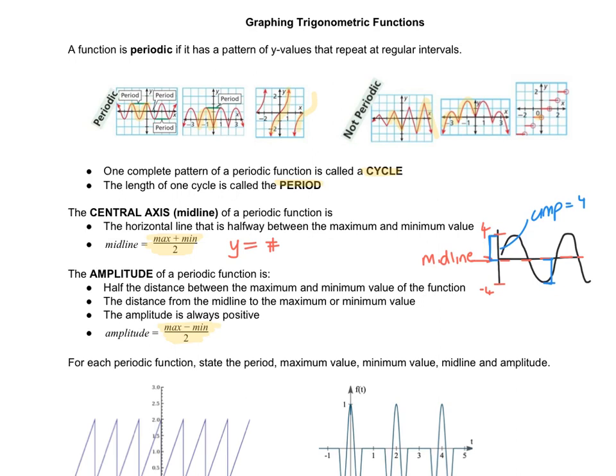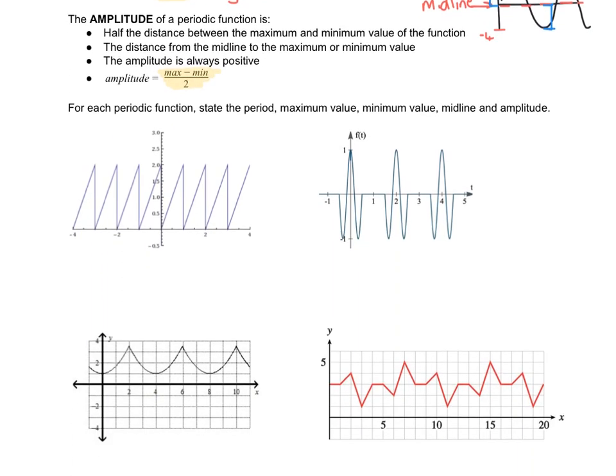So let's take these definitions, these key terms, and apply them to a few periodic functions. So here we go. In our first example, we know it's periodic because we have this shape here repeating over and over again. So first thing, let's state the period, the length of one cycle.